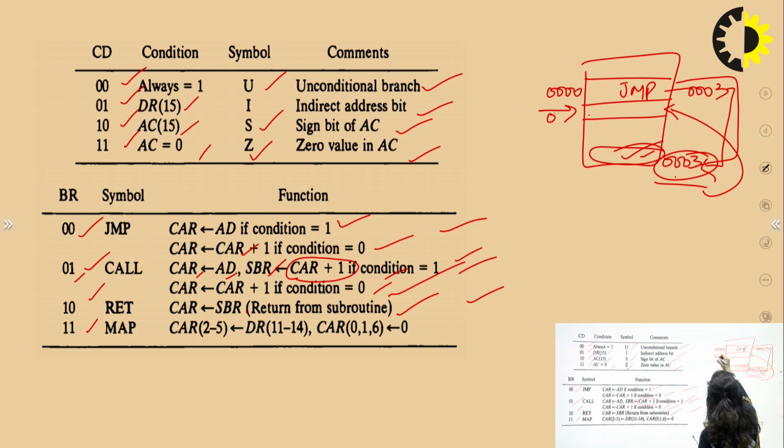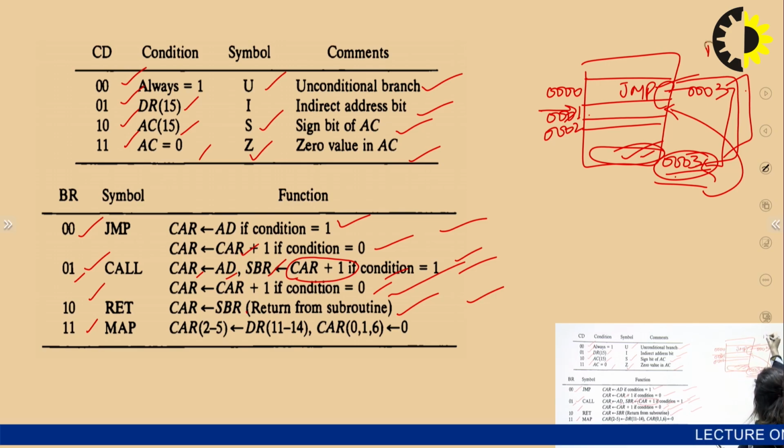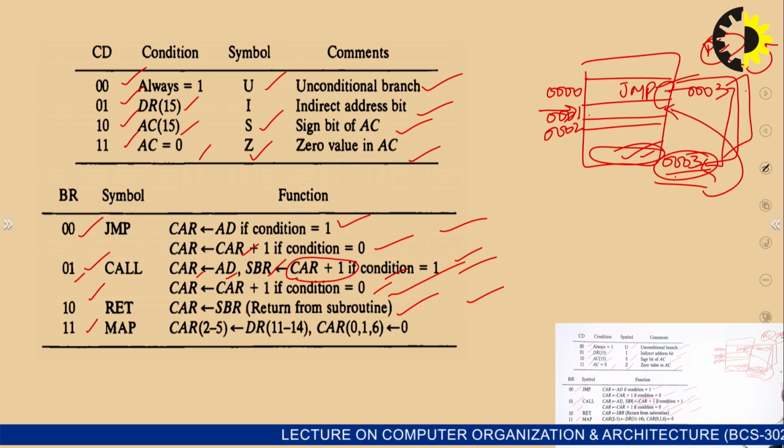Suppose we have here address 0000, this is 0001, and this statement is saying jump to address 003. So we will go here. What about the instructions in the sequence, 001 and 002? At the time when we jump from here to here, we will copy the next address, because the program counter contains the address of the next instruction in the sequence. So we will copy the content of PC to SBR. We can say that is 0001.